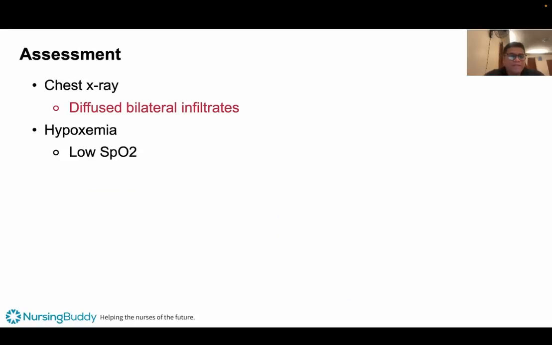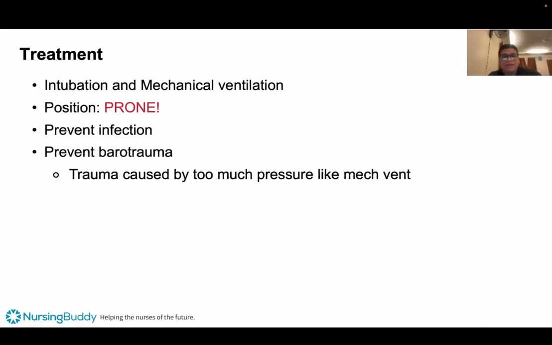Okay, assessment. In the chest X-ray, if pneumonia has patchy infiltrates, here we have diffuse bilateral infiltrates. If it comes out in the board examination, you immediately answer ARDS. Also hypoxemia may occur, so there's low O2 saturation here. Now the treatment. Of course, because it's acute respiratory distress syndrome, intubation and mechanical ventilation. How do you position your patient?